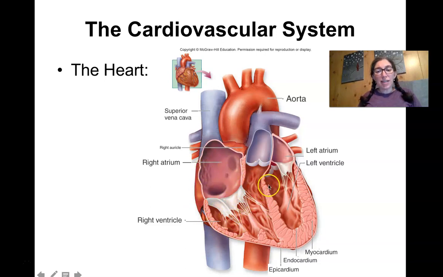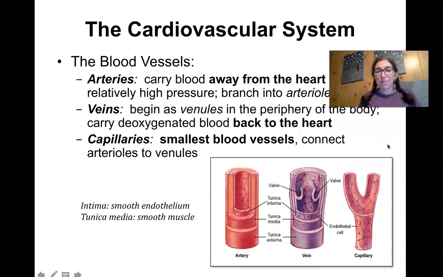The endothelial lining of the ventricles and the atria are really smooth and really difficult for bacteria to stick to. So the rougher spots are these, especially these tendons right here and the edges of the ventricles. So I just wanted to point that out.